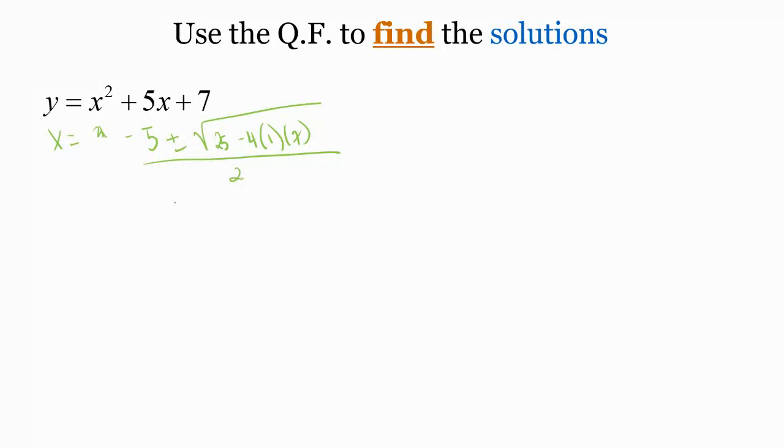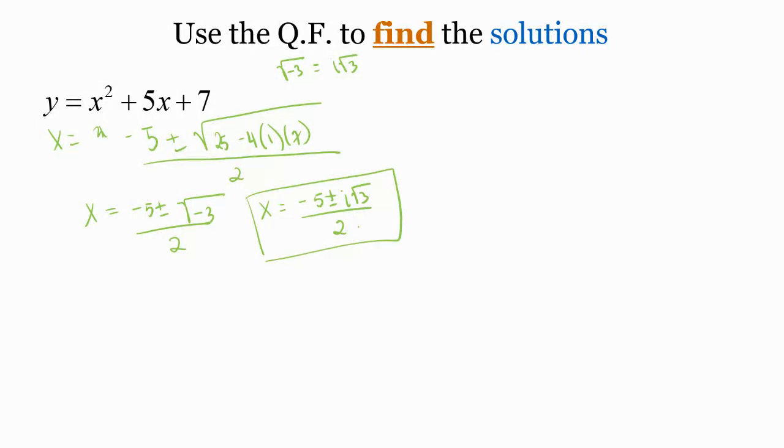All over 2. So you've got x equals -5 plus or minus the square root of negative 3, 25 minus 28, all over 2. In the past, you may have stopped here and said, no real solution. We know how to simplify this, though. The square root of -3 is the same thing as i root 3. So -5 plus or minus i root 3 over 2. And that is where we need to stop. This is not far enough. You can simplify that more, and you should simplify that more.